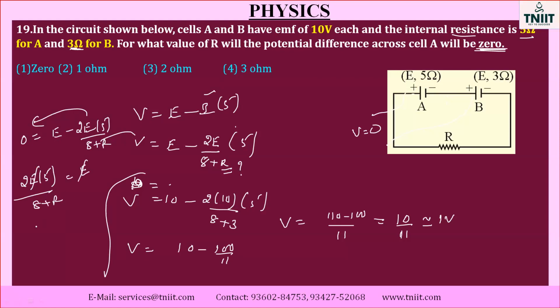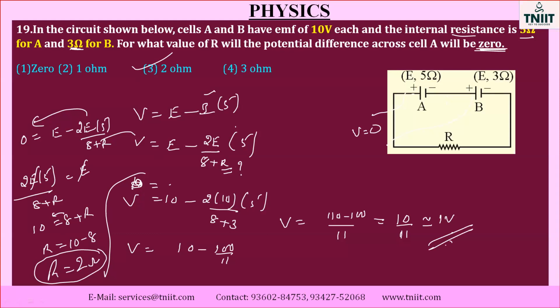E and E will get cancelled out. 10 equals to 8 plus R. Shift 8 to this side. R equals to 10 minus 8. So R value will be 2. So option 3 is the right answer. They are not asking to find the potential.